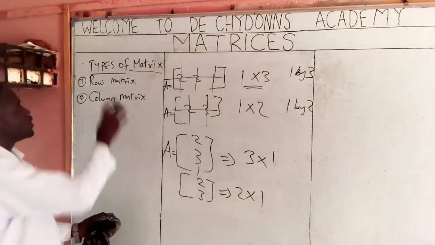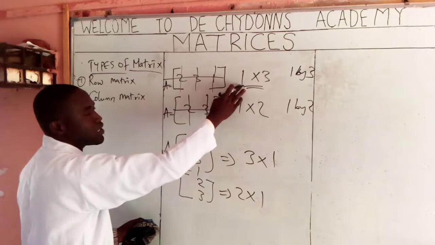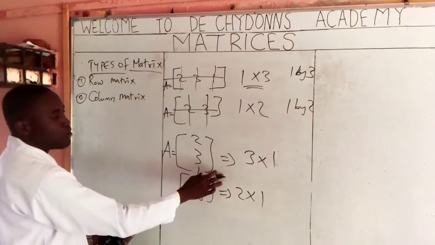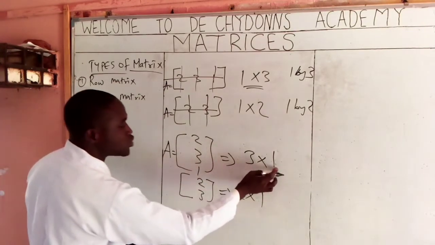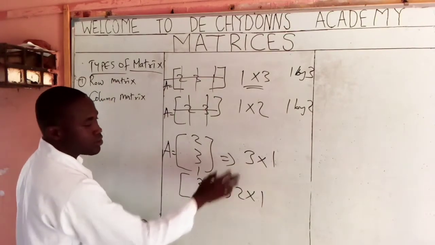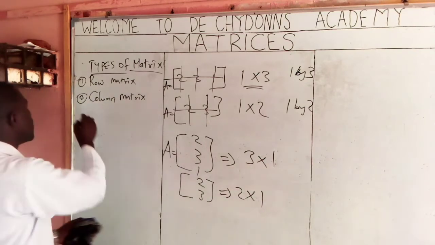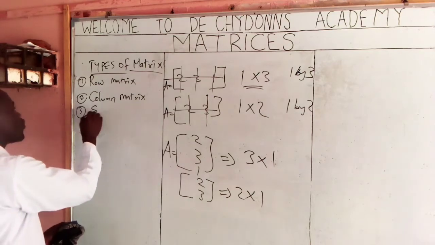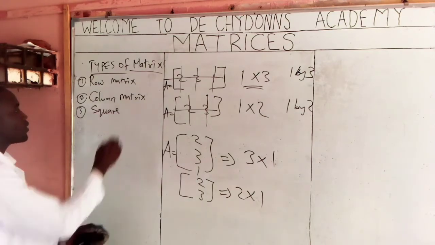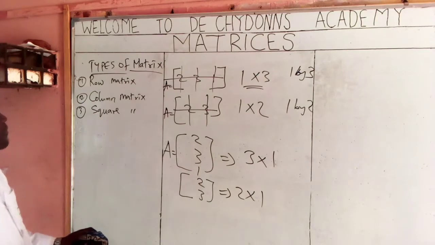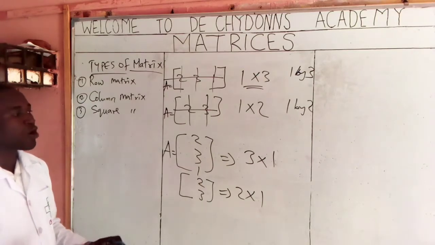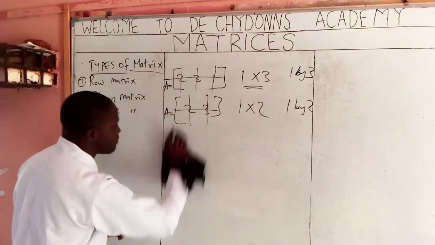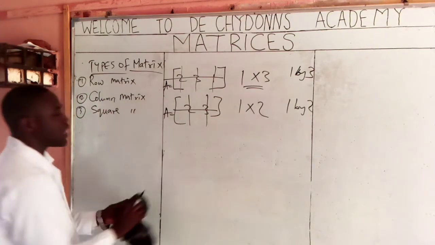So you see that in row matrix, the order of it starts with 1 and ends with any number. While in column matrix, the order of it ends with 1 and starts with any number. So take note of it. We go to the next type. We have what we call square matrix. Square matrix is a matrix that has an equal number of rows and columns.